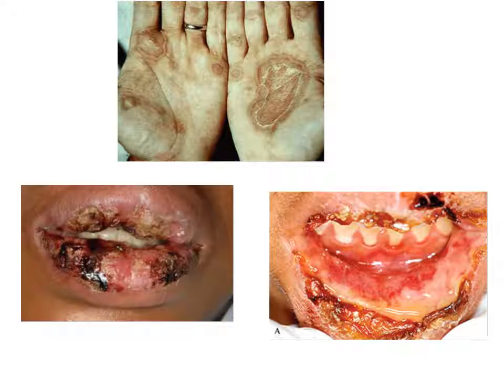This is the target iris lesion of the skin, and this is the crusting, extensive involvement of the oral cavity and the lips, crusting of the lip, and this is how the labial mucosa, gingiva, and the lip are affected.